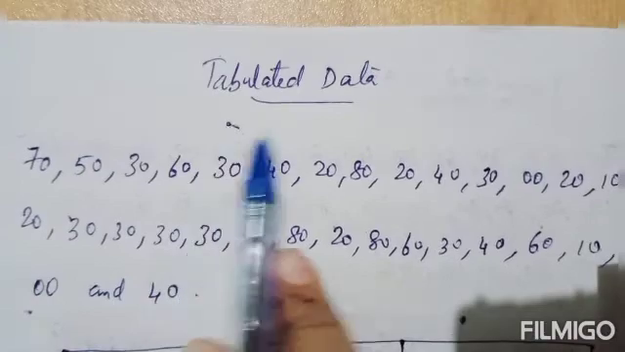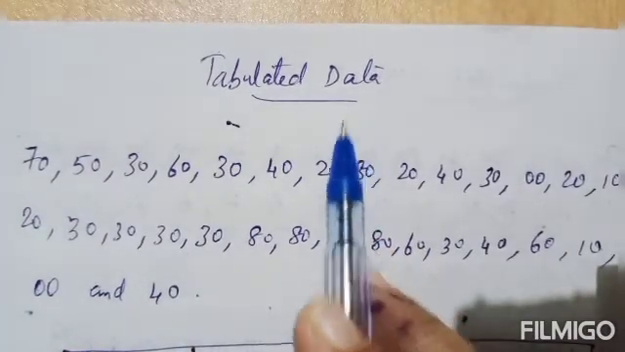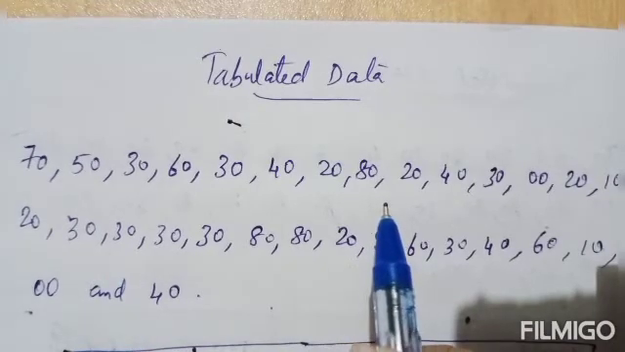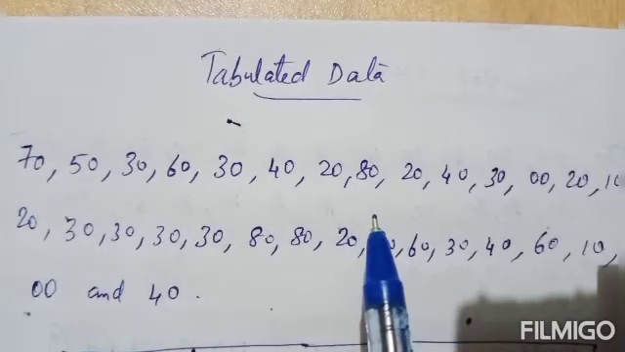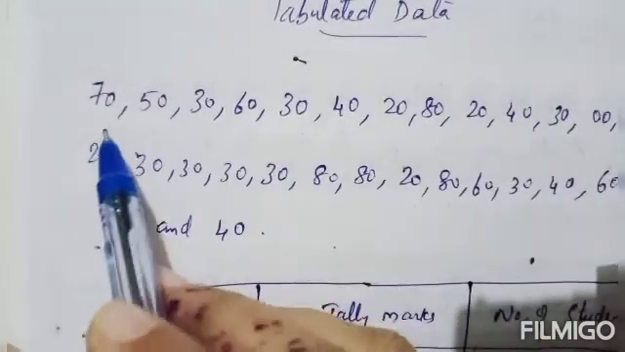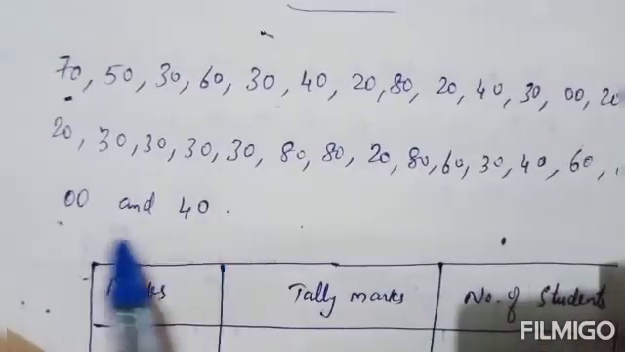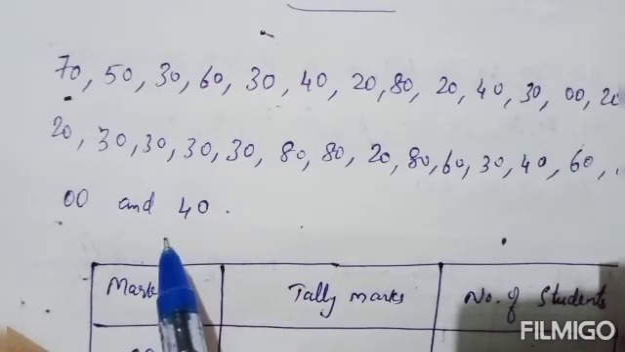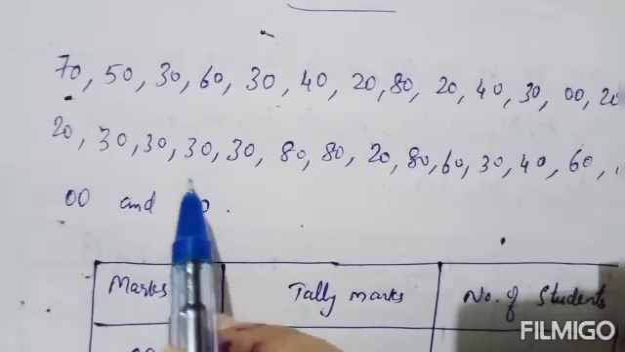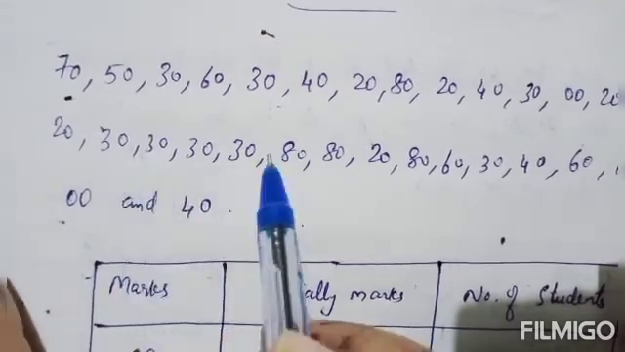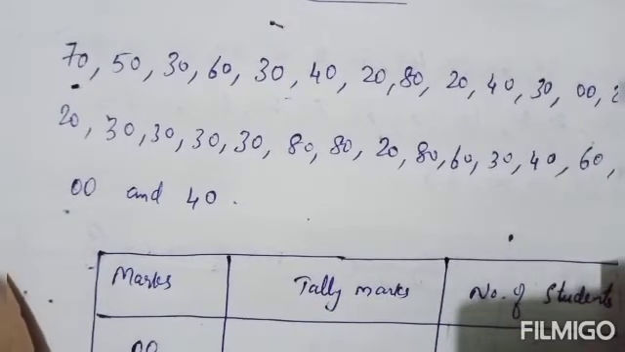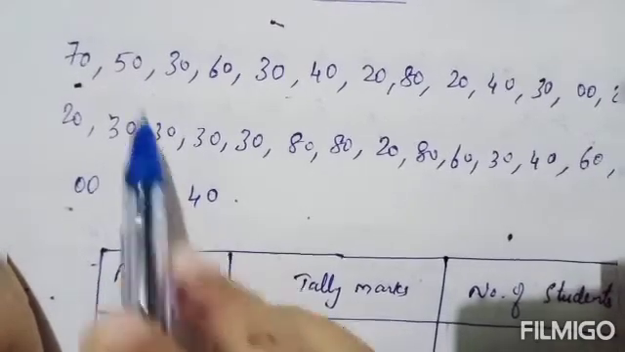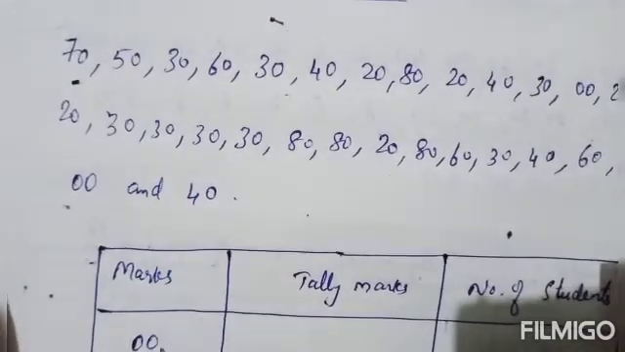Next topic, tabulated data. Data written in the form of a table is called tabulated data. That is, we are writing data in table form. Let us take one example. These are the marks obtained by 30 students in a class test out of 100. Out of 100 marks, these marks are scored by 30 students. It is given here in raw data form. Let us write this in table form.